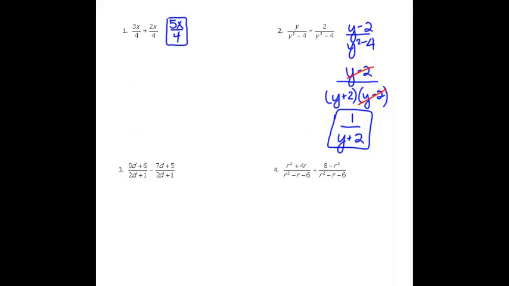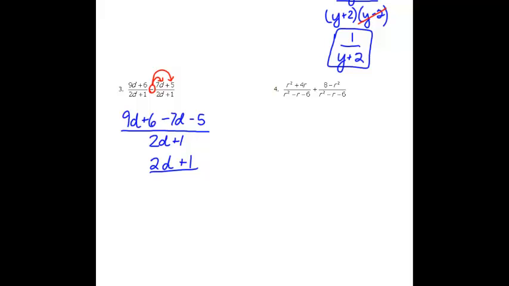Let's take a look at number 3. Again, it's great because I have a common denominator. The one thing you need to watch out for here is this. That guy can be really tricky. You have to apply that minus here, and you have to apply that minus here. So let's write it out. I get 9d plus 6, and I'm subtracting 7d, and I'm subtracting 5, and that's all over 2d plus 1, which is going to give me 2d plus 1 over 2d plus 1. Beautiful thing. My answer is 1. You don't get that lucky all the time.